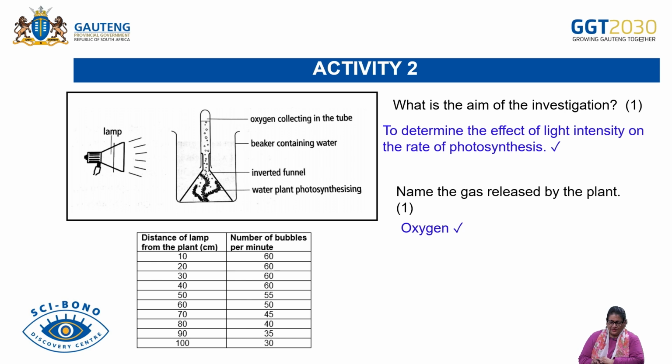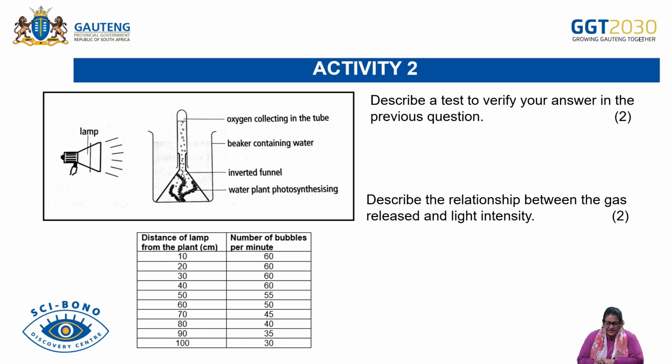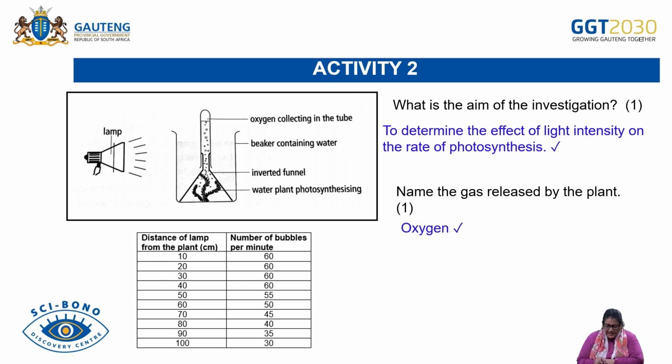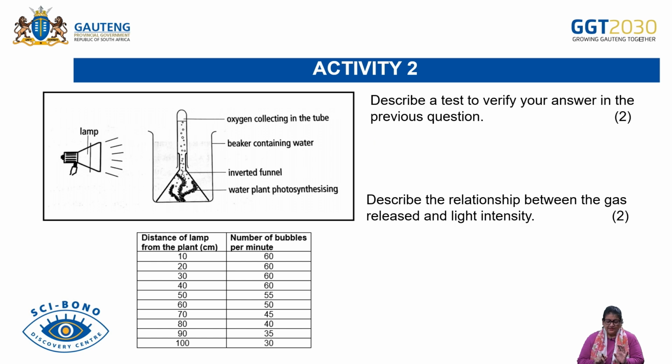Okay, so let's look at the next question. Describe a test to verify your answer in the previous question. So learners, what's the previous question? Name the gas released by the plant. We know plants can only release one gas, and that is oxygen due to photosynthesis. So this question is saying, describe a test to verify your answer. How are you going to indicate to somebody that that gas released is oxygen when you can't even see the gas? It's invisible. How are you going to show them? How are you going to show proof that that is oxygen?